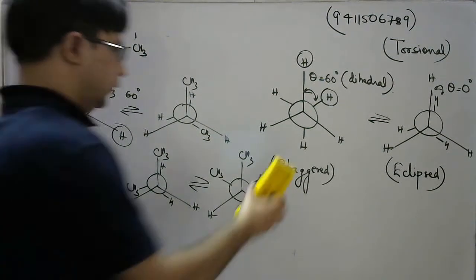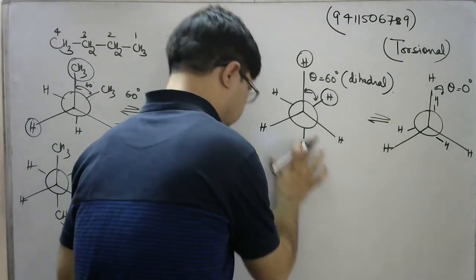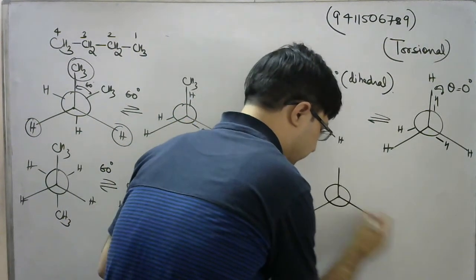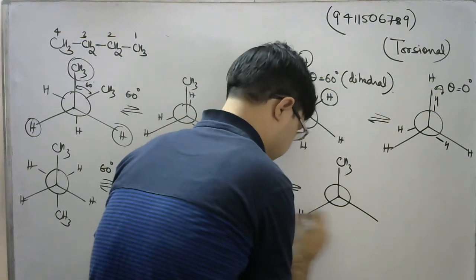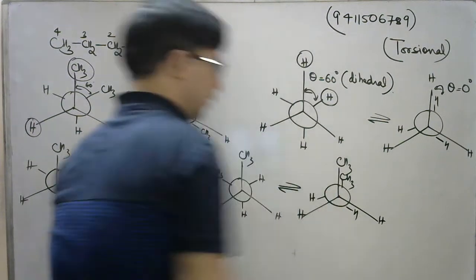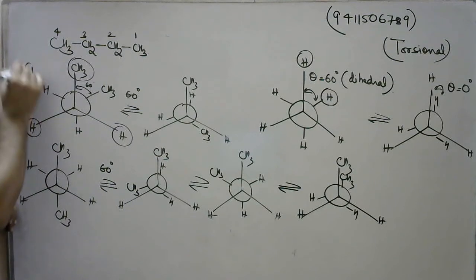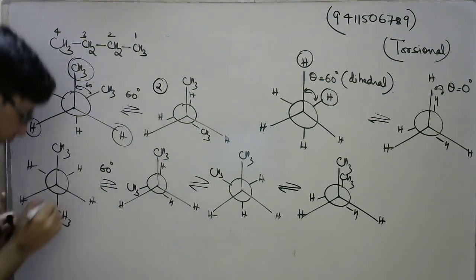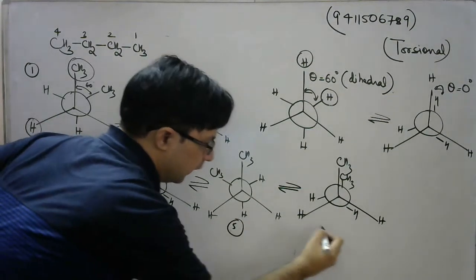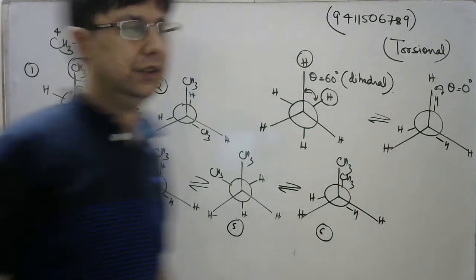And lastly, there will be one more conformer which we can draw and we can analyze the stability of these forms, and that will be... Now what we have to do, we have these six structures: this is first, this is second, this is the third one, this is the fourth one, this is the fifth one, and this is the sixth one. What we have to do, we have to compare the stability of these conformers.